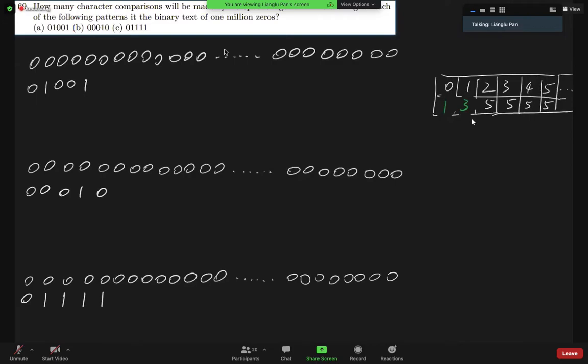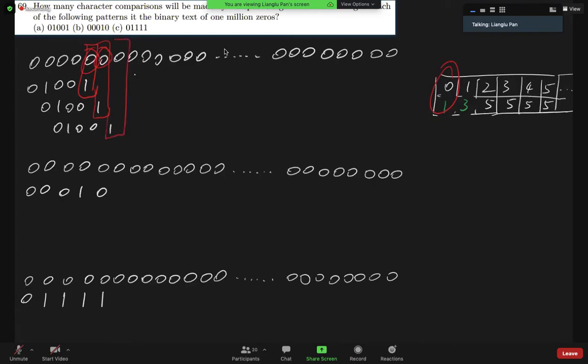Now let's do the comparison. The first comparison here gives us a mismatch. And since it's a mismatch, we're going to look for 0 in the lookup table. And we get a 1. That means we're going to move the pattern to the right by just one single position and then perform the next comparison. The next comparison is another mismatch. And we get another 0 here, so we'll move the pattern by one single position.